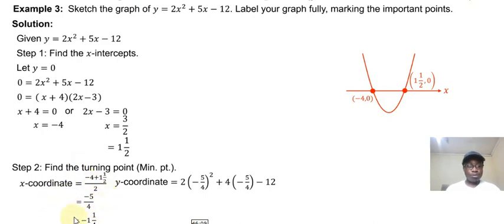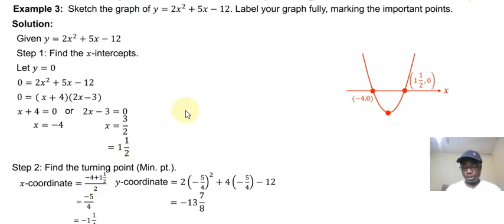Now if you want to find the y coordinate for the minimum point, you take this value and substitute it. So we convert it to an improper fraction, right? So we get 1/4 plus 1, we get 5/4 minus 5/4. We substitute into this, what do we get? So we get minus 13 and 7/8 for that one. So this is how you would find your minimum point.